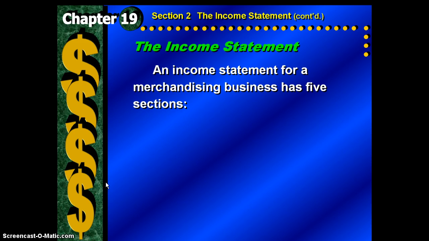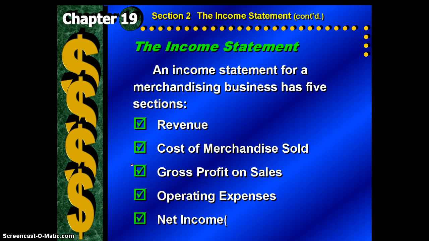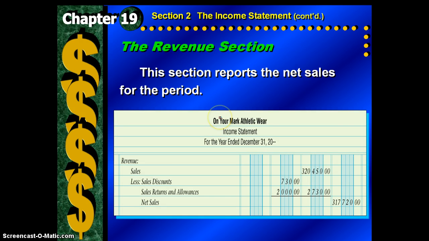All right, the income statement. The income statement for a merchandising business has 5 sections, and they include the revenue section, cost of merchandise sold, gross profit on sales, operating expenses, and net income or loss. Let's take a look at these sections one by one. Let's start with revenue. This section reports the net sales for the period.